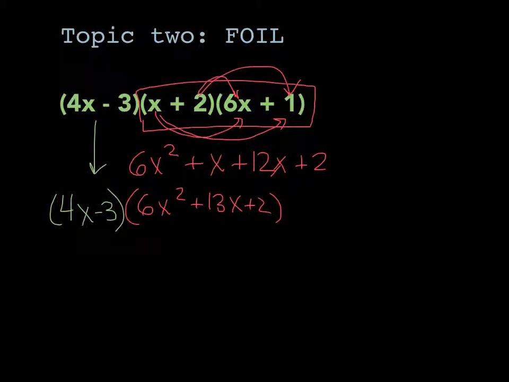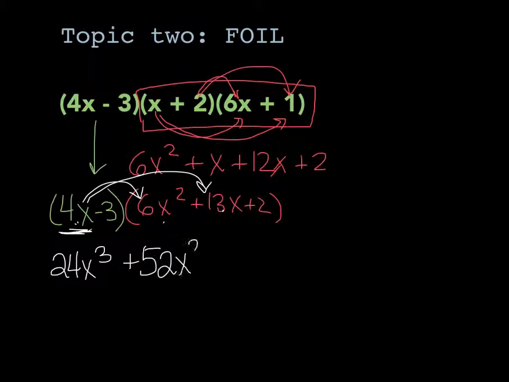in my first multiplication. And now you can see why that last example was really so important, because we now have a binomial times a trinomial. So I'll start with 4x and multiply it with, in turn, each of the terms of the trinomial. So 4x times 6x squared gives me 24x to the third. 4x times 13x is 52x squared. And then I'll do 4x times 2, so that would give me 8x.